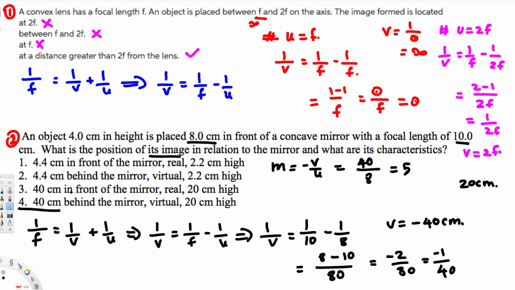The other one says it's in front. Since we get the negative value, it's behind, so not in front. So this is wrong, and the other values are wrong. So this is the correct answer.